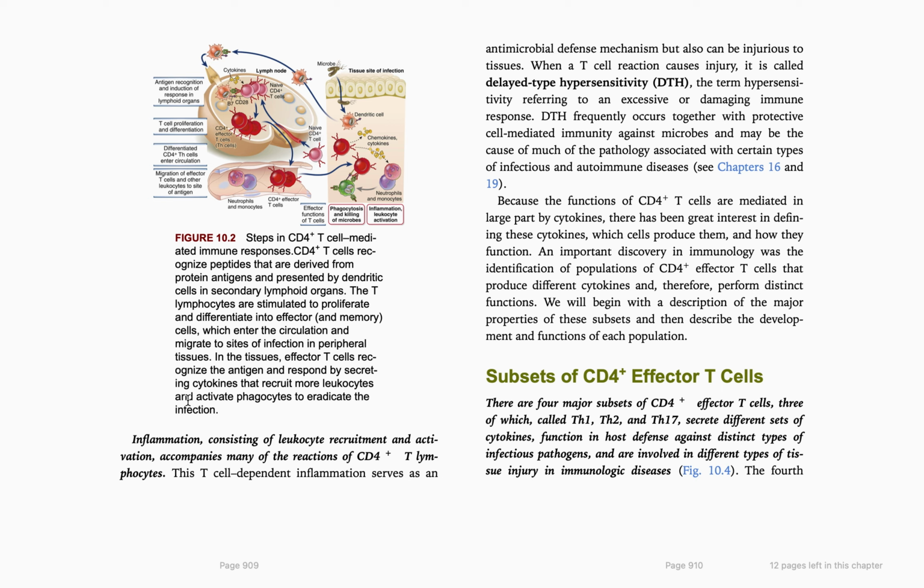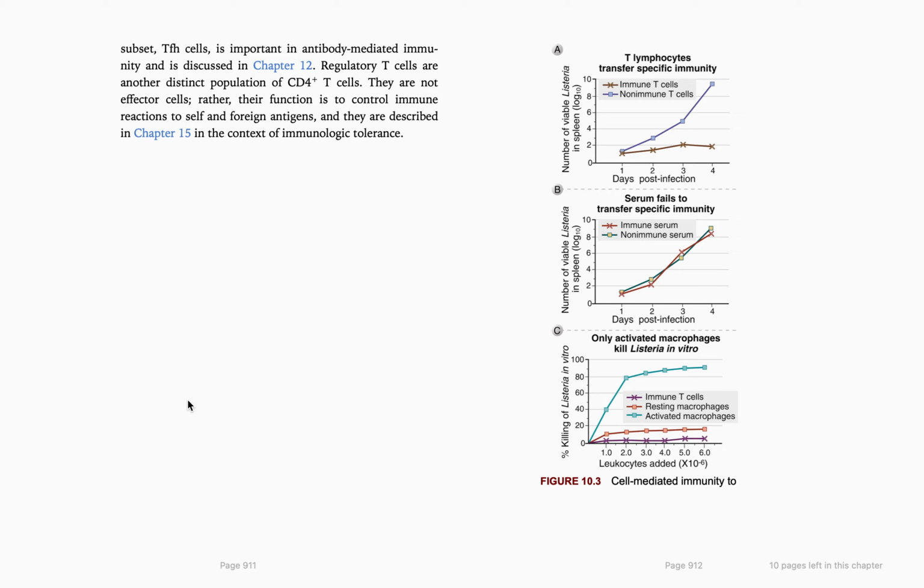There are four major subsets of CD4 plus effector T cells, three of which, called Th1, Th2, and Th17, secrete different sets of cytokines, function in host defense against distinct types of infectious pathogens, and are involved in different types of tissue injury in immunological disease. The fourth subset, T follicular helper cells, is important in antibody-mediated immunity and is discussed in chapter 12.